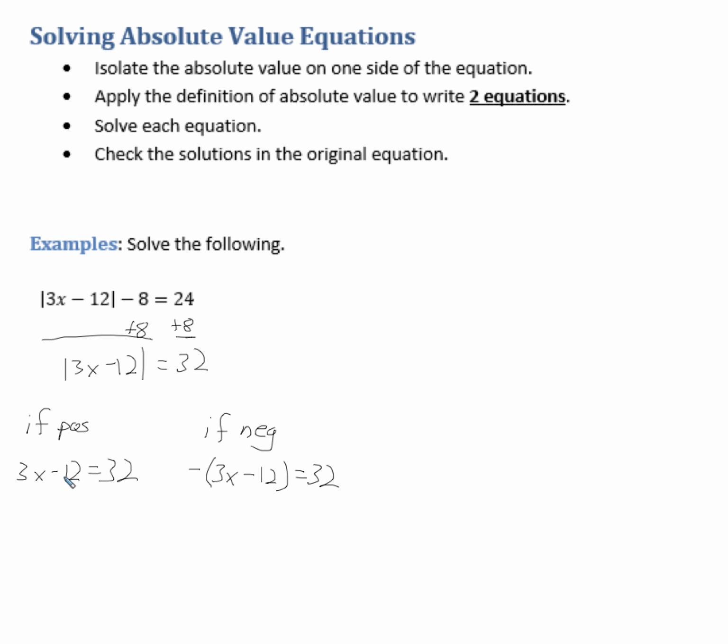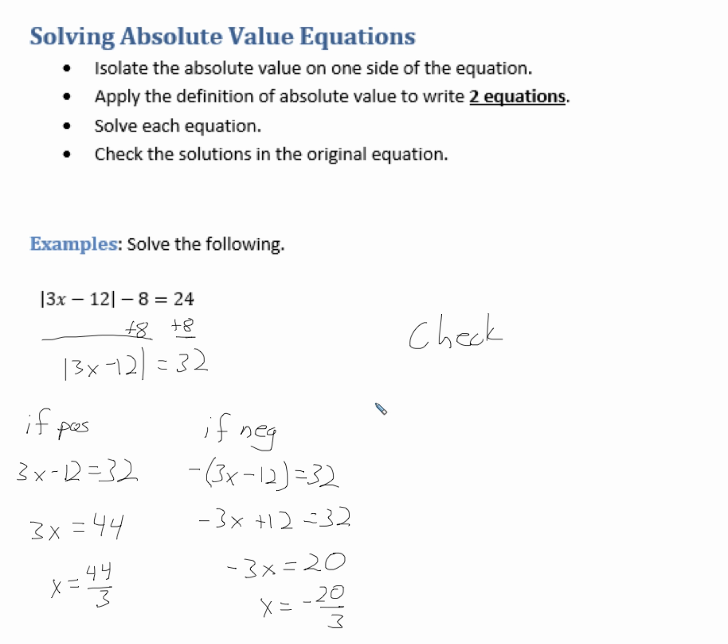And we'll solve both of these individually. Here we'll add 12 to both sides. So 3x is equal to 44. Distribute, you get negative 3x plus 12 equals 32. Subtract 12 from both sides. Negative 3x equals 20. And should have finished here, divide both sides by 3. So x is 44 thirds. Or over here, divide by negative 3. x is negative 20 thirds. So those are our two answers. We should check those.